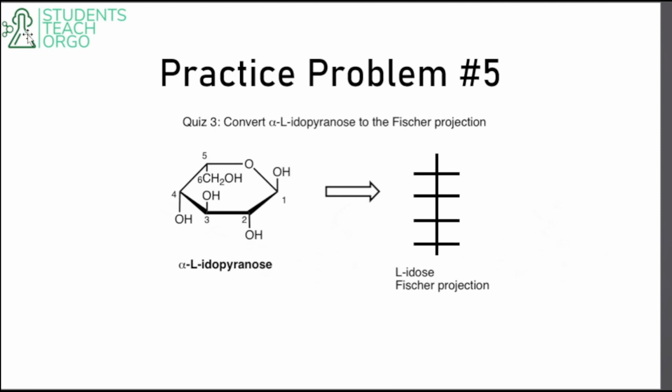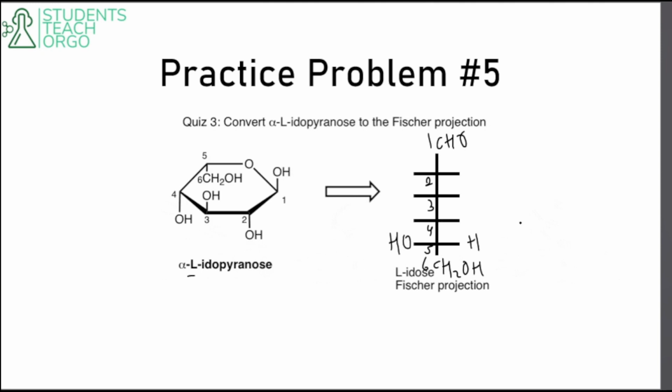Okay. What's the first thing I usually do? Well, I'm told it's L. So I'm going to go over here. I'm going to draw my H here, my OH here, because I know it's L. That's the first thing I'm going to do. Next, I'm going to do my aldehyde. And then I'm going to do my methyl hydroxyl group down here. Okay, so this is 6 and this is 1. So this is 2, 3, 4, and 5.